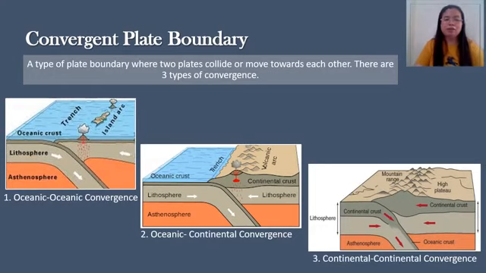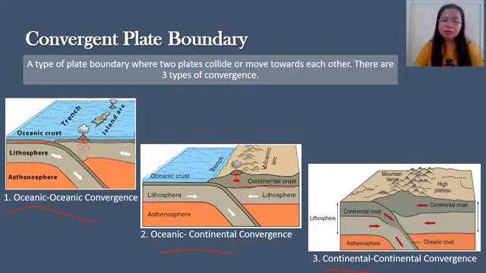As you can see in the picture, the first type is oceanic to oceanic convergence. The second type is oceanic to continental convergence. And the third type is continental to continental convergence. But first, let's take a look at these words, oceanic crust and continental crust.